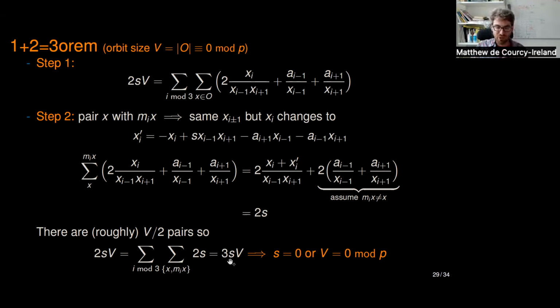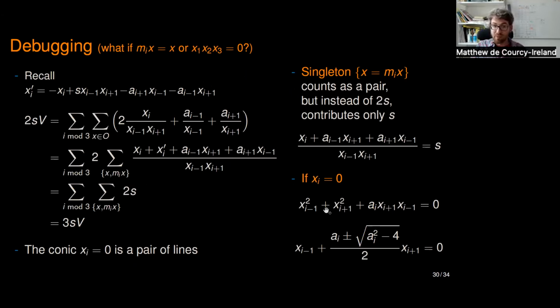There's no problem with those. Either s has to be 0 or v has to be 0, mod p. So we've assumed s is not 0, so that's how you deduce that v does have to be 0. So step 1 and step 2 together yield not exactly a theorem. There are several issues here. I've assumed that nothing vanishes, and I've assumed that there are no fixed points.